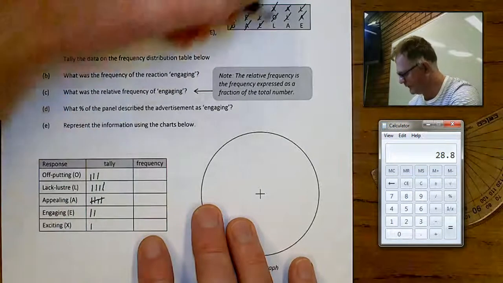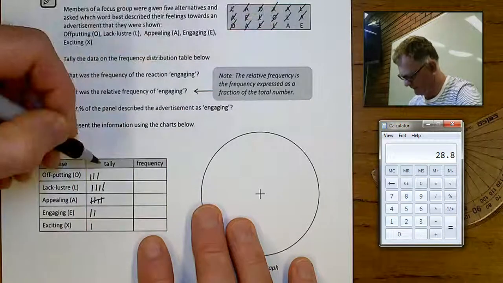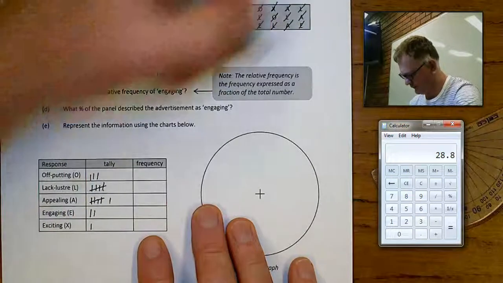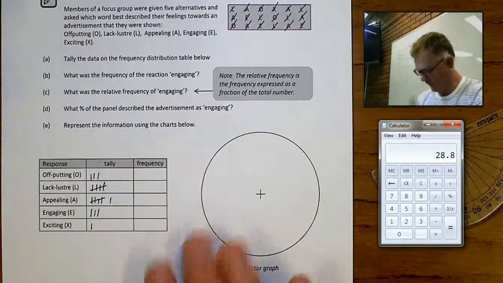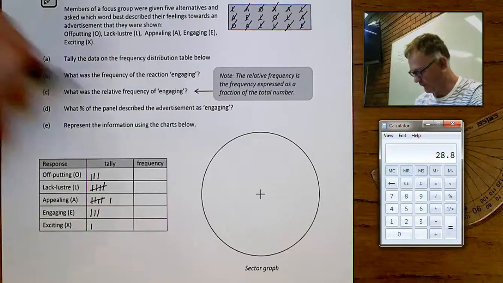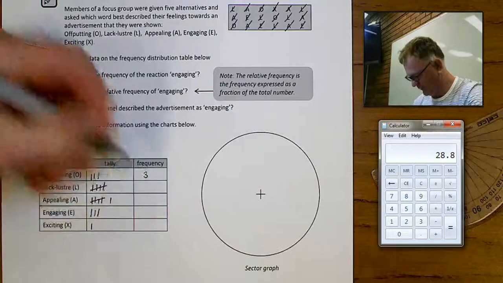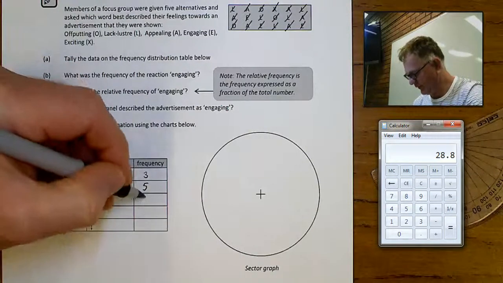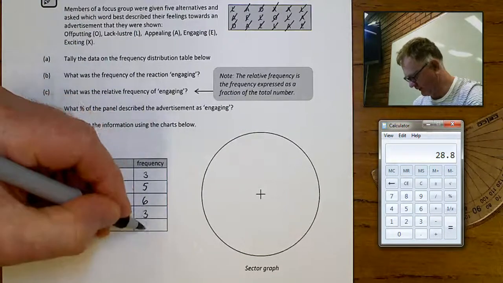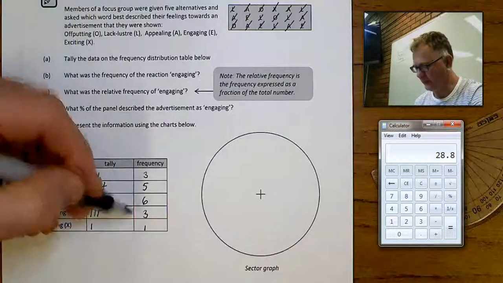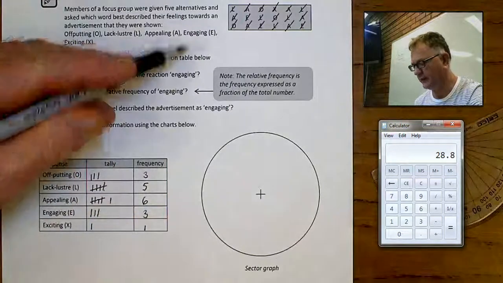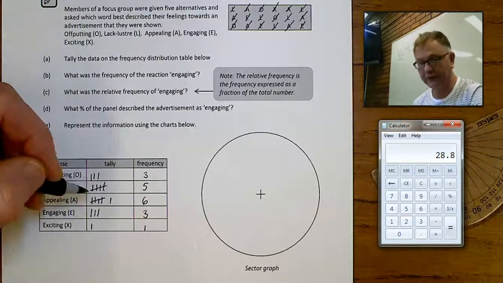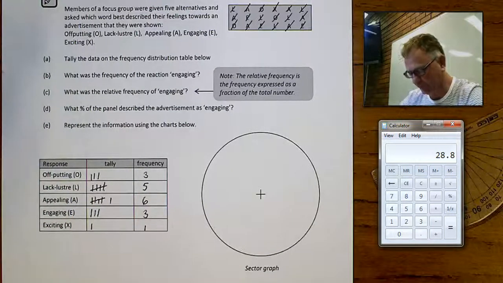Exciting, lackluster, appealing. It's engaging, isn't it? Okay, so what have we got for our totals? 3 off-puttings, 5 lacklusters, 6 appealings, 3 engagings, and an exciting. Check that your total matches the total that were involved. Now there were 18 people in the focus group and we've got 8, 10, 18 people here, so we've done a pretty good job with our tallying, I guess.